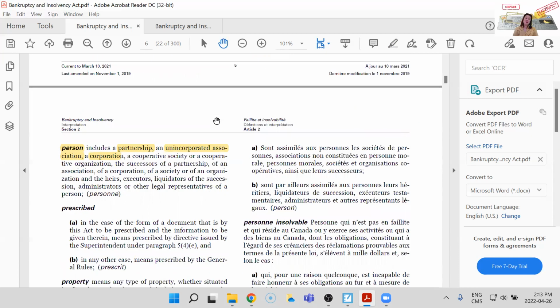When I scroll down to the definition of a person, yes, I know I have to go into a definition to verify a definition. But the definition of a person says a person includes partnership, unincorporated association, corporation, cooperative, et cetera. Liquidator, succession, administrator or legal representative of a person. So here we are referring to both people and businesses.